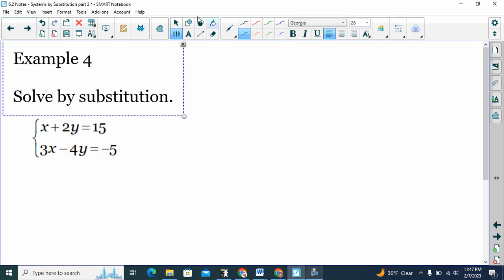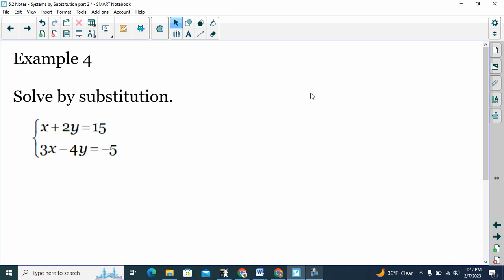Example 4, again, one that's a little different. x plus 2y equals 15, and 3x minus 4y equals -5. I want you to think, first of all, how this one is different, and then how we might take care of that. What our first step might be on a problem like this.